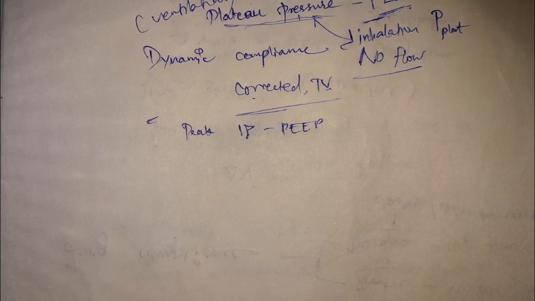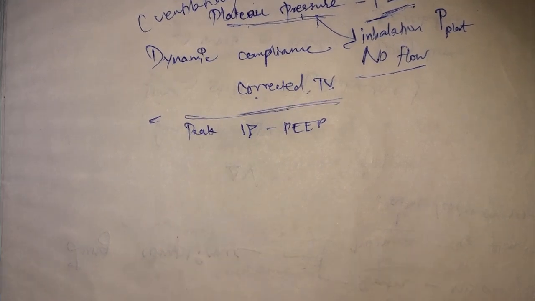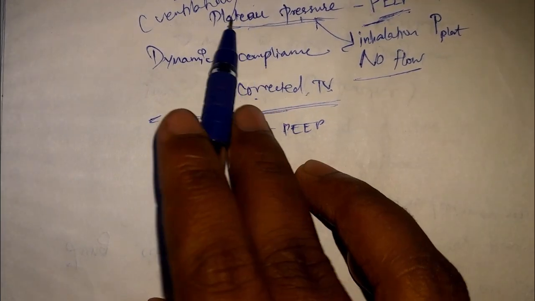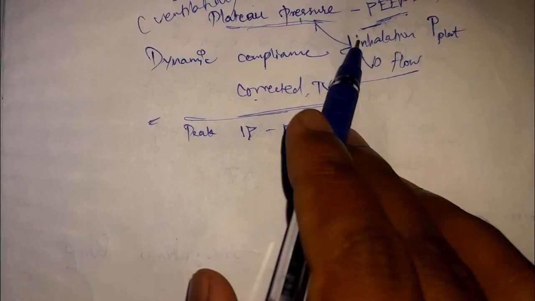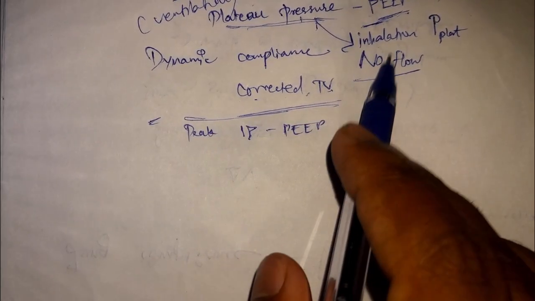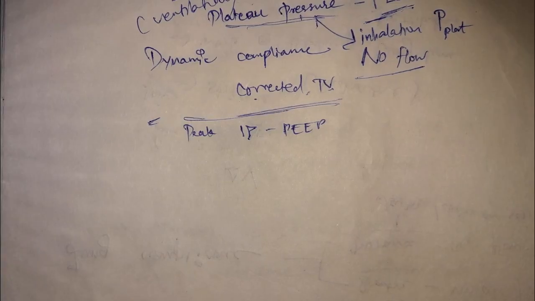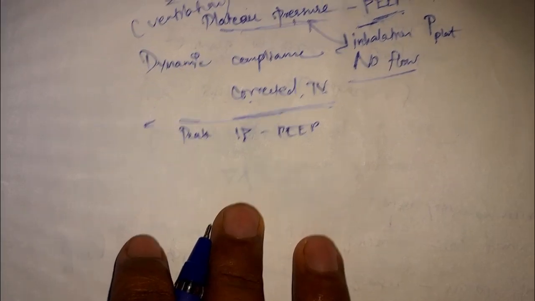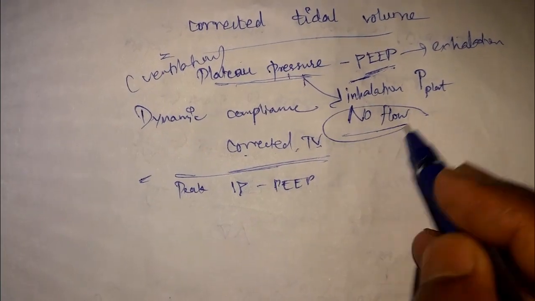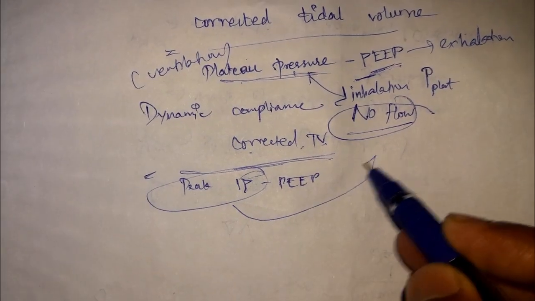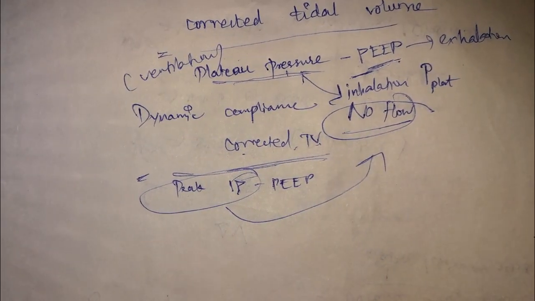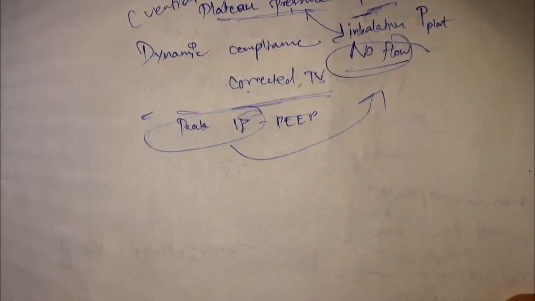positive end-expiratory pressure. Okay, plateau pressure means after inhalation is done there is no flow, and at that time we are measuring the pressure. Peak inspiratory pressure is measured during inspiration. So here there is no flow, here there is a flow, that is the difference. Everything else is the same.